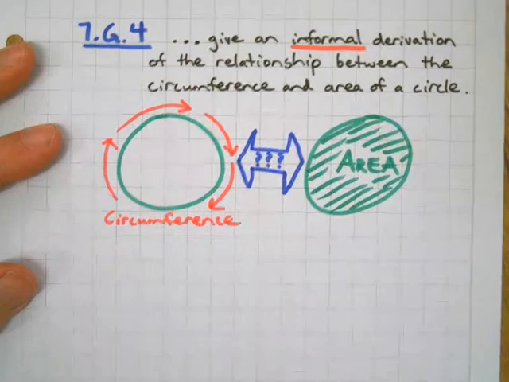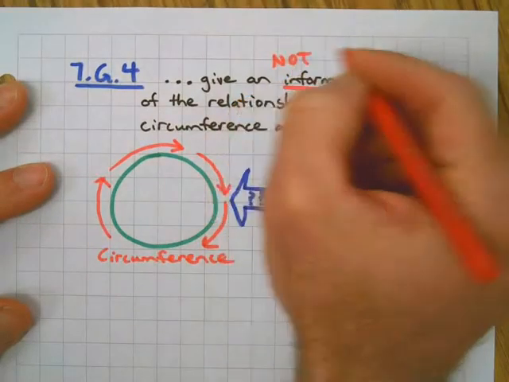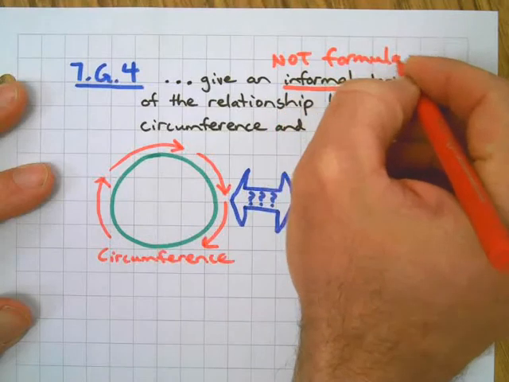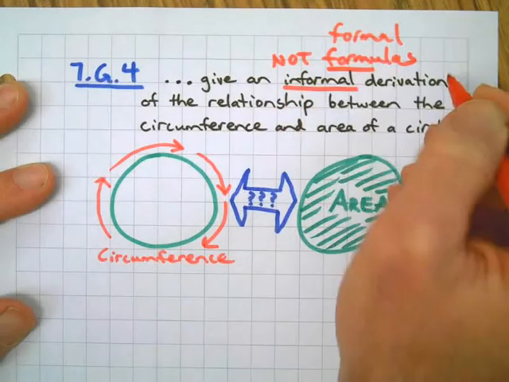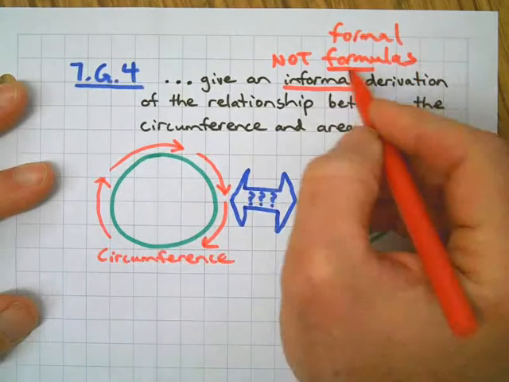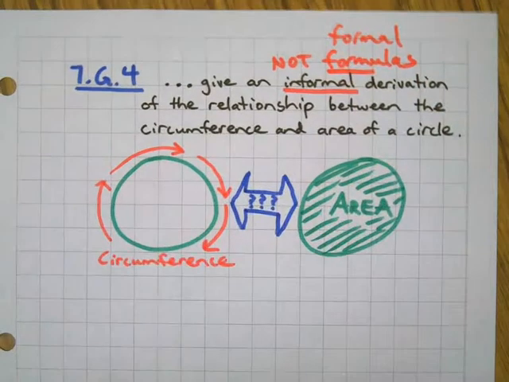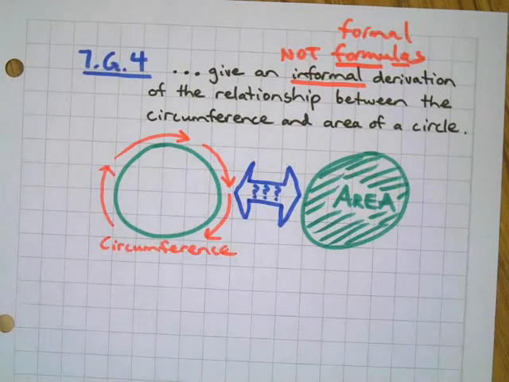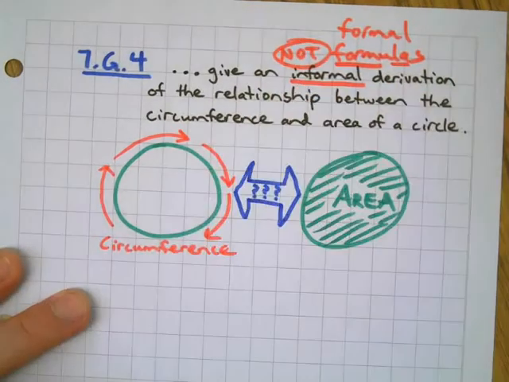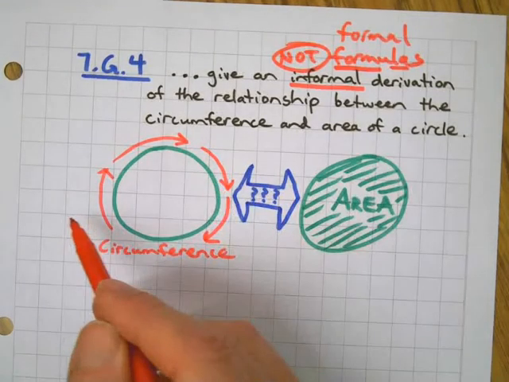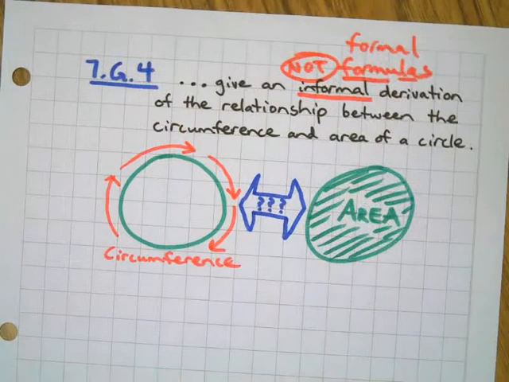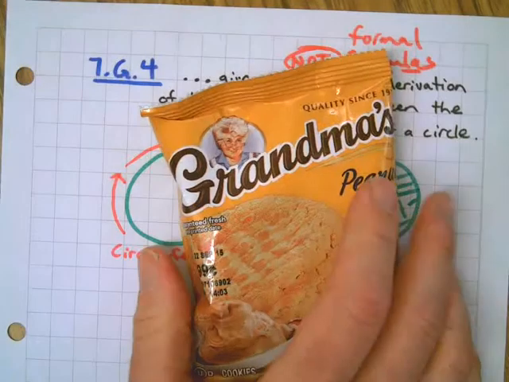Importantly, what informal means is that it's not going to be a bunch of formulas, okay? Formulas are formal. In fact, you can't spell formula without formal. There's the AL. So formulas are formal. This is informal. So basically, you've got to find some way, not using formulas, to describe the relationship between the circumference, or the outside of a circle, and the area covered by the inside of the circle. So what better way to do that than with cookies?